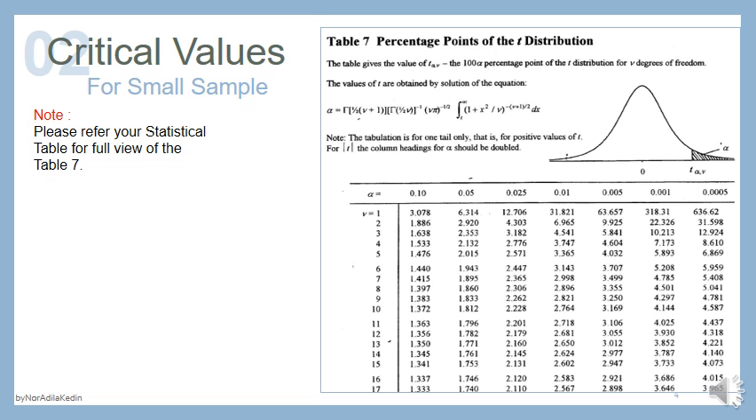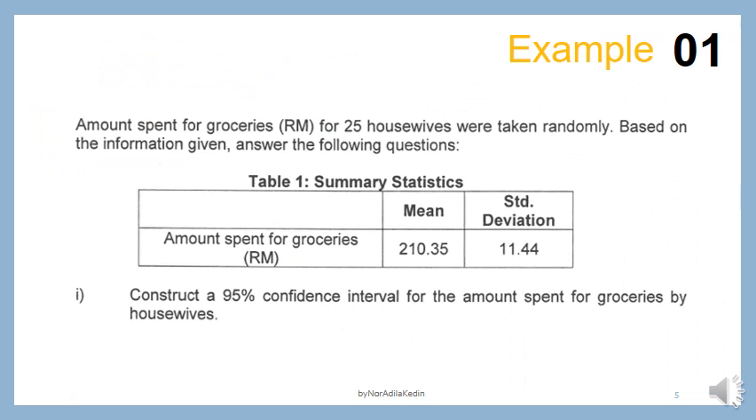And for a small sample, kita guna T distribution table and bezanya dalam T distribution table ada this one. Ini apa? Degree of freedom, which is in this case n-1. Okay, for single mean, your degree of freedom is n-1. Let's look at example 1.